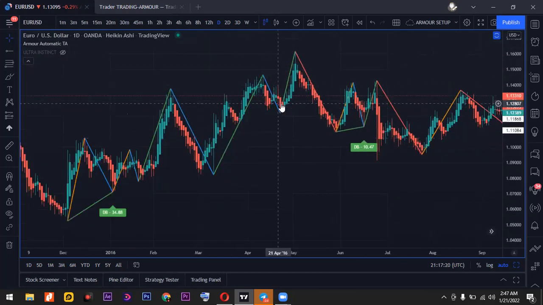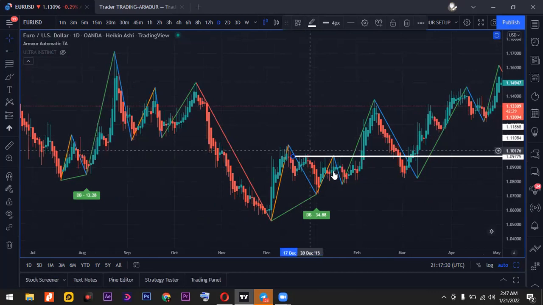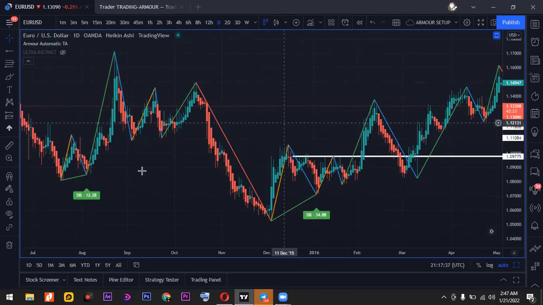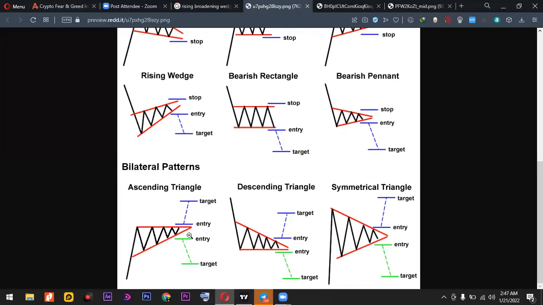Look, this is another double top, M pattern. And here is a perfect W pattern. Here is another one. Look, a lot of pips. We enter here, exit here. Okay, let's proceed to other patterns like bullish rectangle, bearish rectangle, rising wedge, and symmetrical triangles. They are all available here.